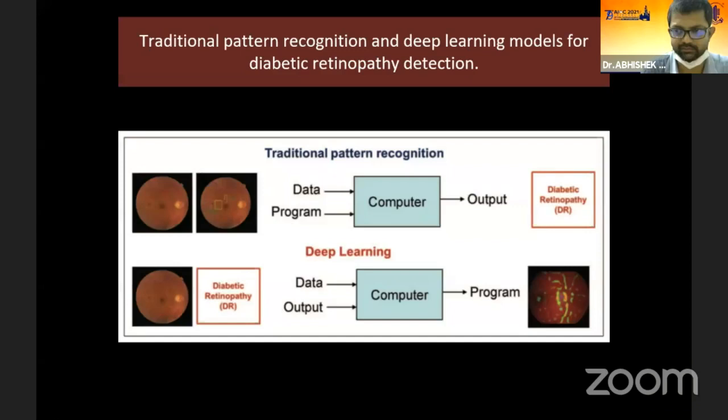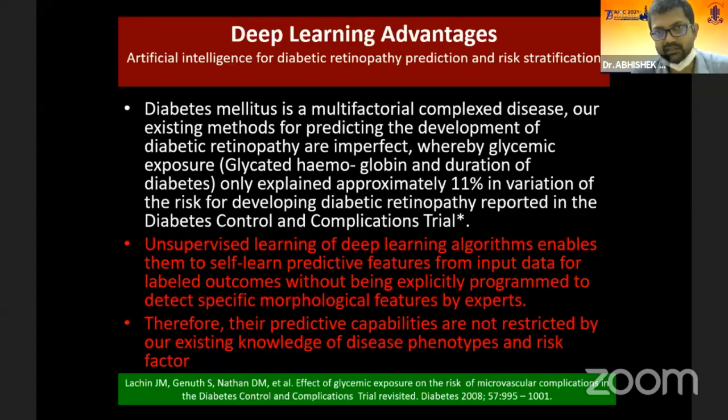Now, what is the advantage of deep learning in diabetes mellitus? Diabetes mellitus is a multifactorial, complex disease. Our existing methods for predicting the development of diabetic retinopathy are imperfect, whereby glycemic exposure, that is glycated hemoglobin, and duration of diabetes only explain approximately 11% of the variation in the risk of developing diabetic retinopathy, as was reported in the DCCT trial. However, unsupervised learning of deep learning algorithms enables them to self-learn predictive features from input data for a labeled outcome without being explicitly programmed by the expert to detect specific morphological features. Therefore, their predictive capabilities are not restricted by our current knowledge of disease phenotypes and risk factors.